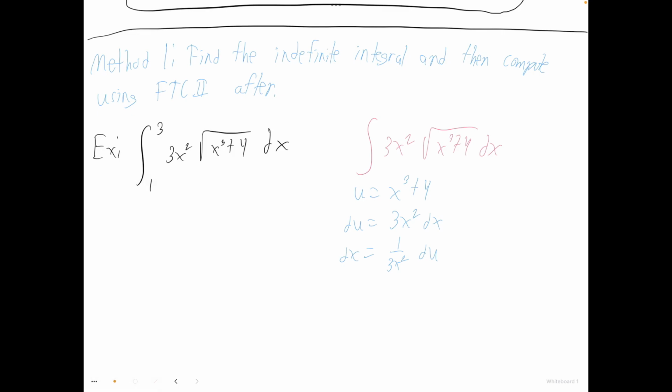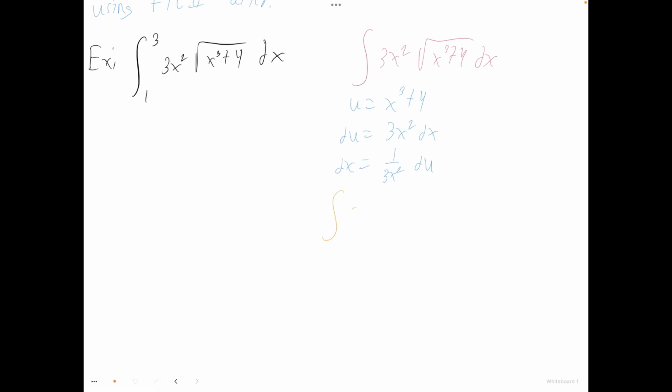So plugging everything in, we're going to have 3x squared square root of u, because remember x cubed plus 4 is u. And then dx becomes 1 over 3x squared du. And these two cancel. So we're left with the integral of the square root of u du, which equals, we've done this a few times, the integral of u to the 1/2 du, so we get 2/3 u to the 3/2 plus a constant.